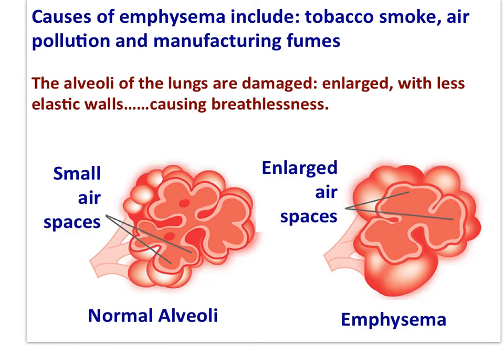In this diagram of alveoli, normal alveoli on the left and alveoli displaying emphysema on the right, you can see the breakdown of the alveolar walls in the lungs of someone suffering from emphysema. The alveoli of the lungs are damaged. They are enlarged. Thus, there's less surface area for gas exchange. The alveolar walls are less elastic, causing breathlessness.